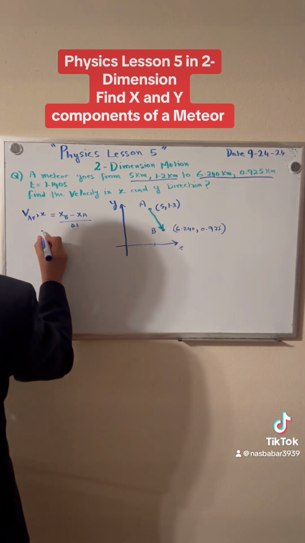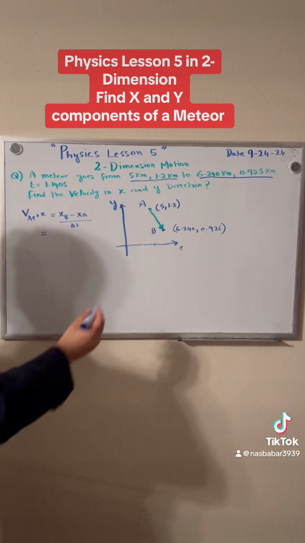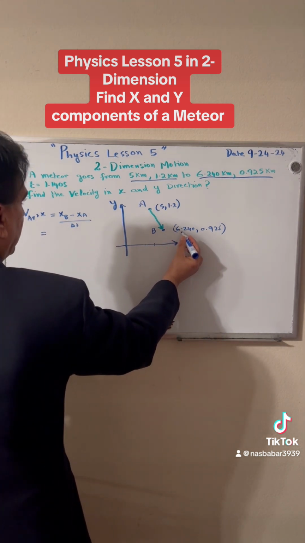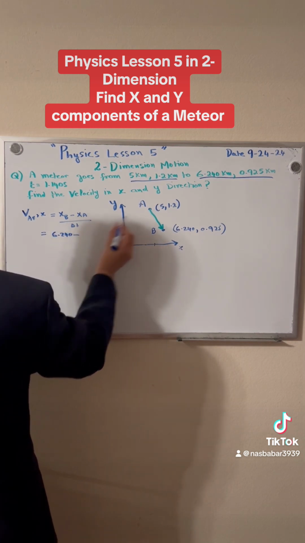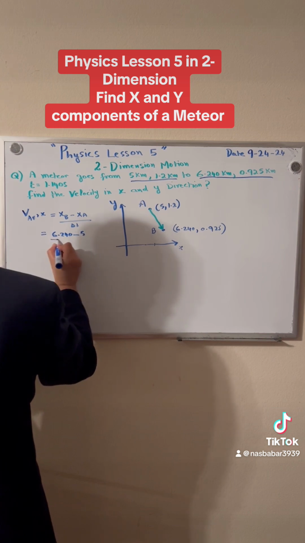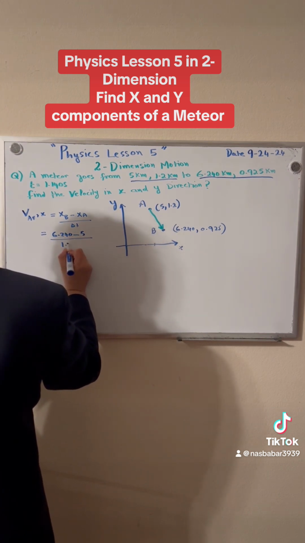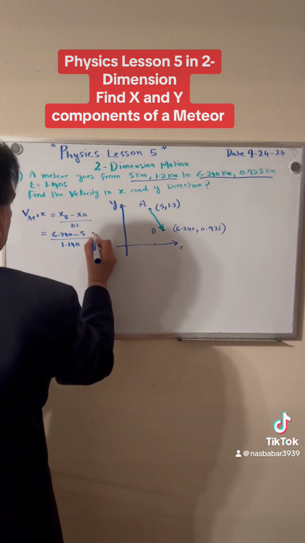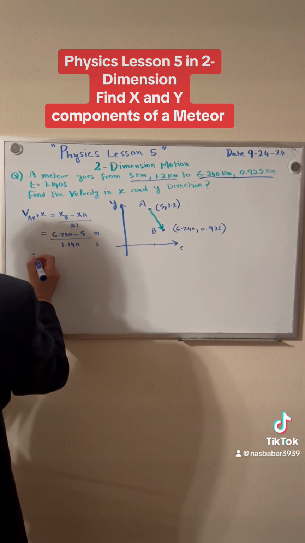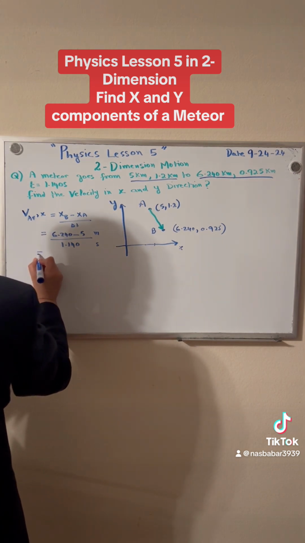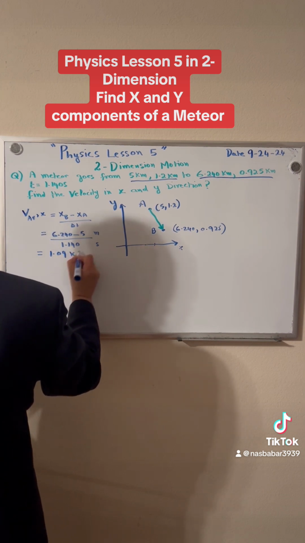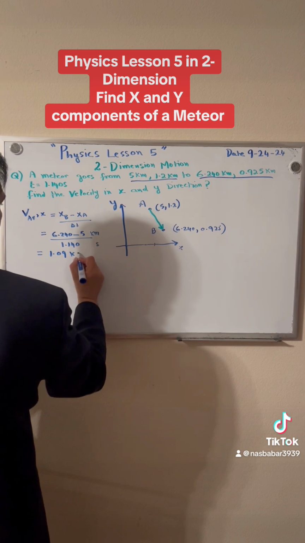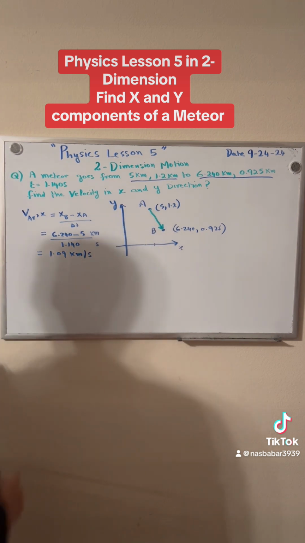So what is xb? If you look in here, these right here are the x coordinates. So it's going to be 6.240 minus 5, divided by 1.140 seconds. This is kilometers and this is seconds. And when you solve that, my friends, your answer is 1.09 kilometers per second.